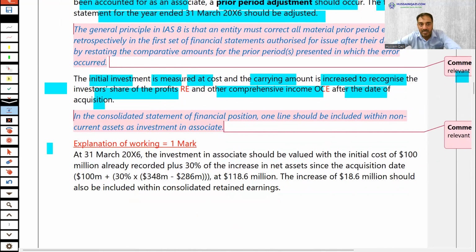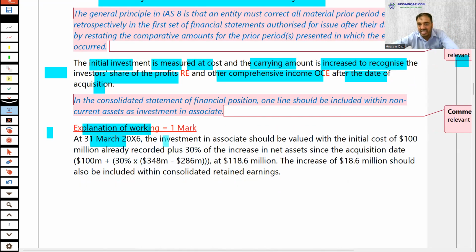Further, equity accounting for Grin. Explanation of the working. What is the explanation? At 31st March, the investment in associate should be valued at the initial cost of 100 million already recorded, plus an adjustment for the 30% increase in net assets since the acquisition date.